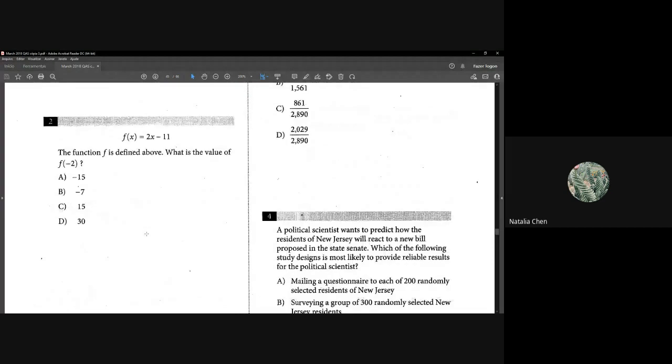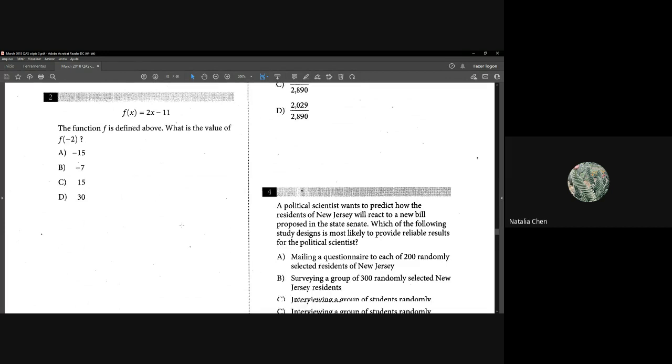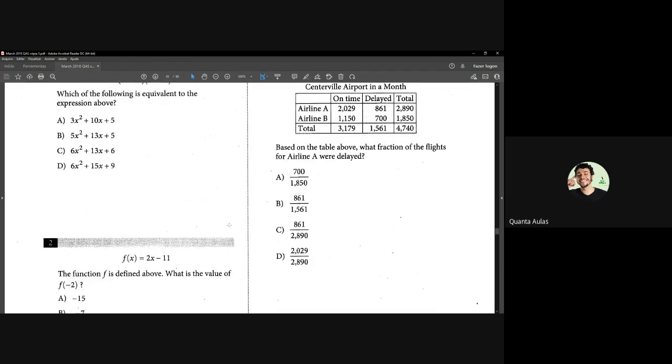Da próxima, 2. The function f is defined above. What is the value of f? Tá bom. Então vai ser A. Ô, louco, você tá on fire.